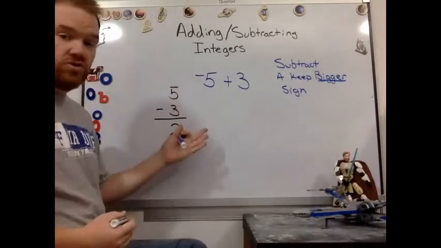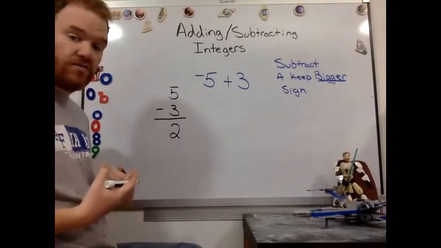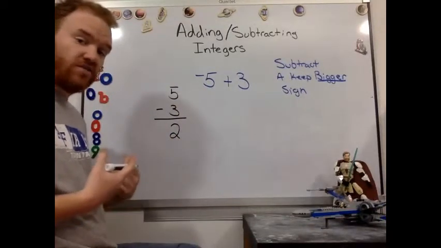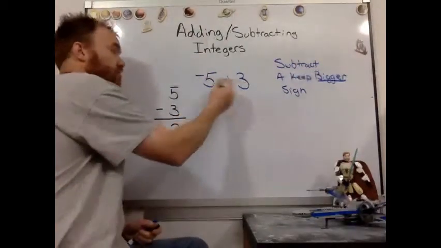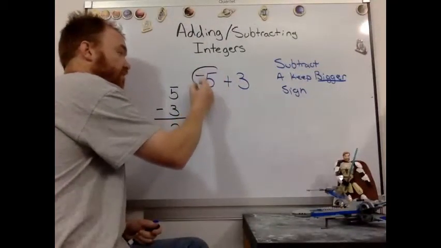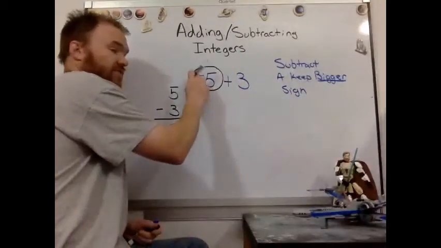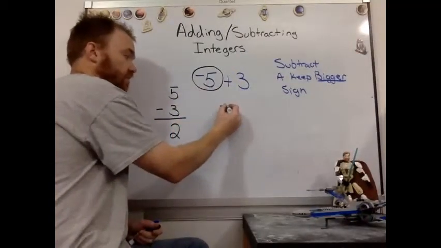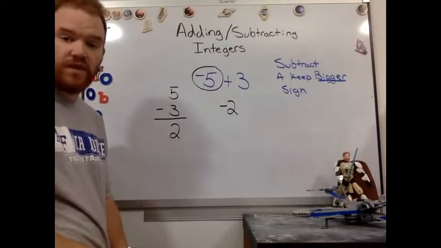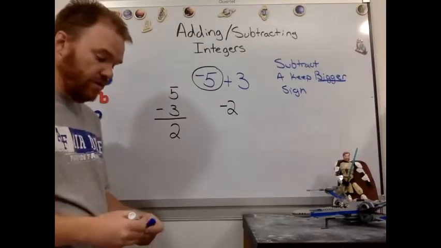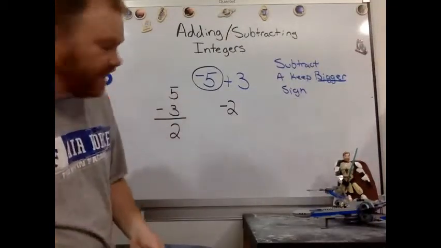Okay, now 2 is going to be my answer, but we're going to ask ourselves, is it going to be positive 2 or negative 2? Well, I look at my two numbers. 5 is bigger. 5 is negative, so it's going to be negative 2 for my answer. Okay, all right. Now let's do another example.